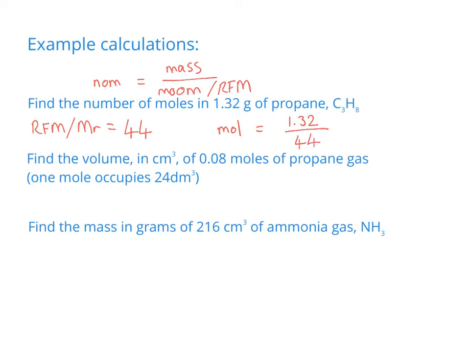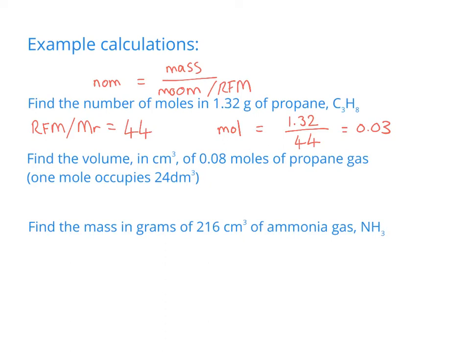The most common mistake that people make here is dividing it the wrong way round. But having a think about what it means, that number 44 means that 1 whole mole of propane weighs 44 grams. So if I've only got 1.32 grams, I've got much less than 1 mole of propane. So my answer should be a small number less than 1. And indeed it is. It's equal to 0.03. Unlike probably the stuff you do in maths, the stuff we do in science often ends up with very small or very large numbers.